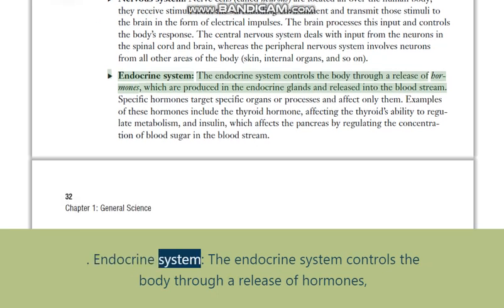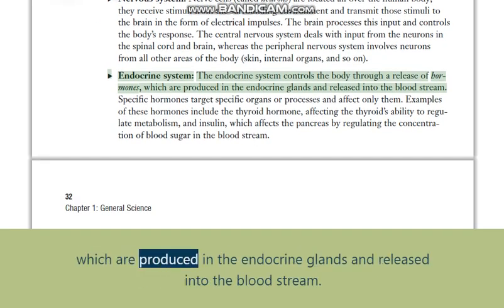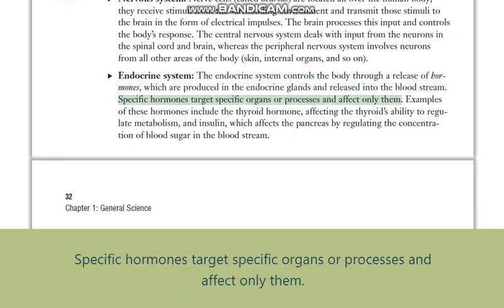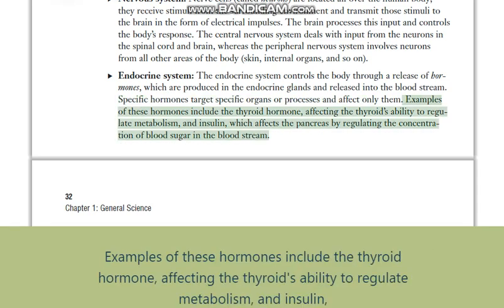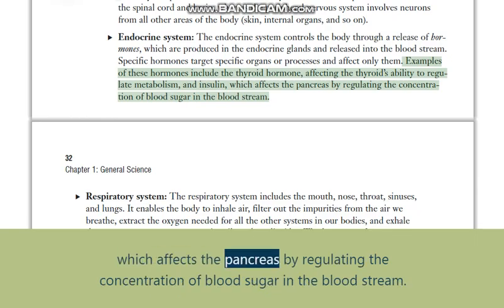Endocrine system. The endocrine system controls the body through a release of hormones, which are produced in the endocrine glands and released into the bloodstream. Specific hormones target specific organs or processes and affect only them. Examples of these hormones include the thyroid hormone, affecting the thyroid's ability to regulate metabolism, and insulin, which affects the pancreas by regulating the concentration of blood sugar in the bloodstream.